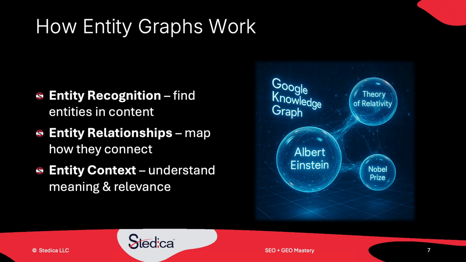How entity graphs work in search engines. Search engines like Google use a knowledge graph, a massive database of recognized entities, their attributes, and their connections. Here's how it works. 1. Entity recognition: search engines identify the entities in your content. 2. Entity relationships: they map how these entities are connected. 3. Entity context: they understand the meaning of your content based on these connections.